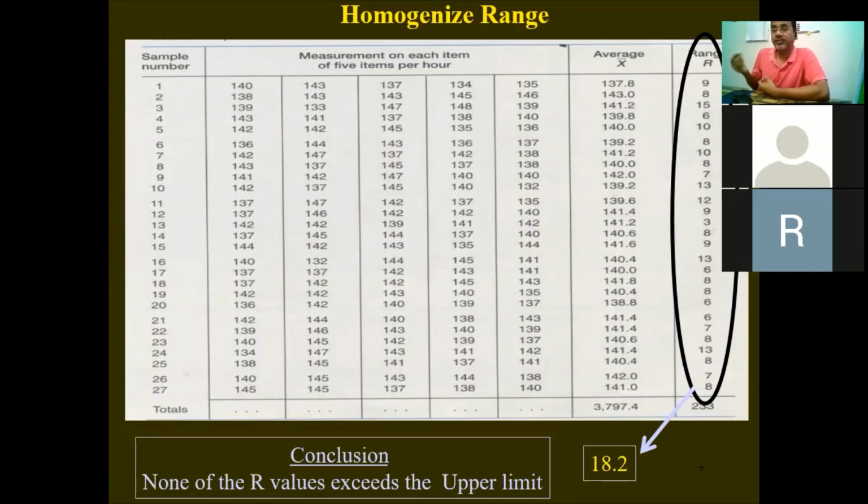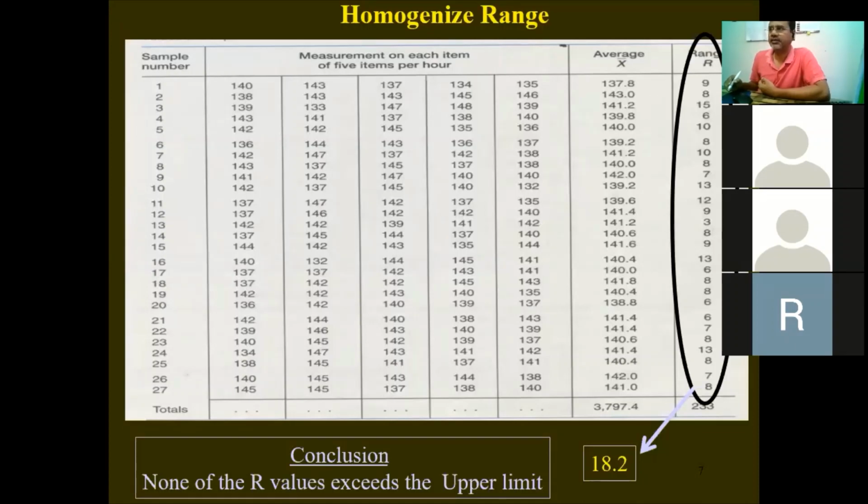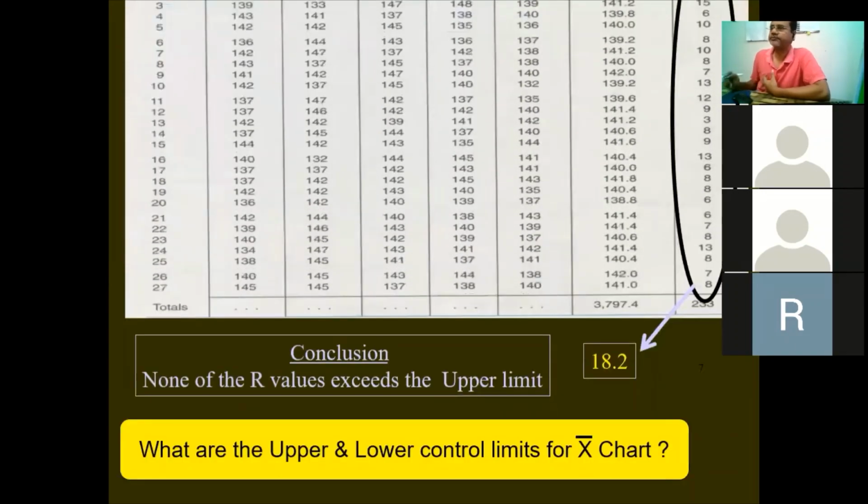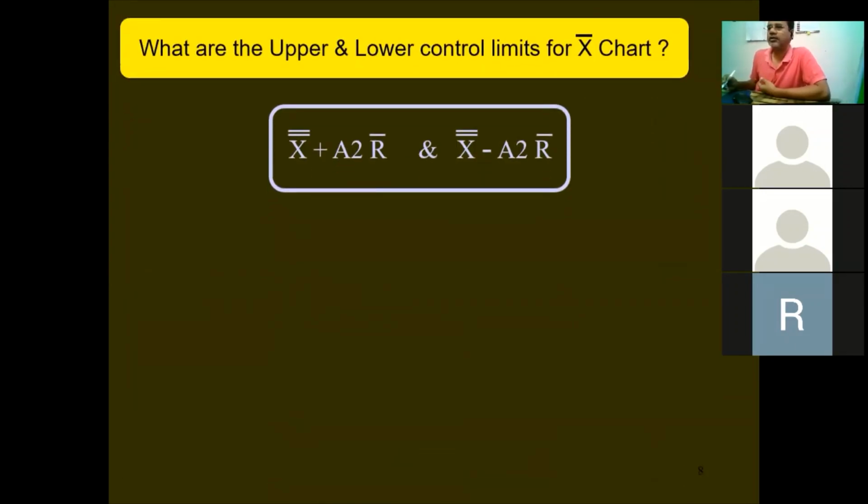Sir, it is a very big case study. I simplified it. We will compare 18.2 with all R values, the ranges. I'm showing it on the screen. There is a circle also. Nothing is exceeding. Fine. Now, please tell me your x double bar plus A2 R bar and x double bar minus A2 R bar values. Kindly do it, my dear friends.